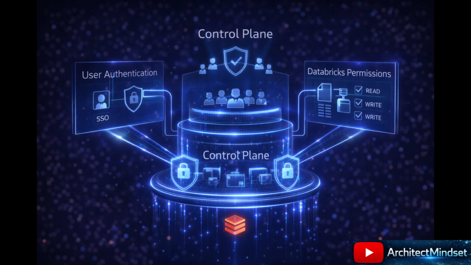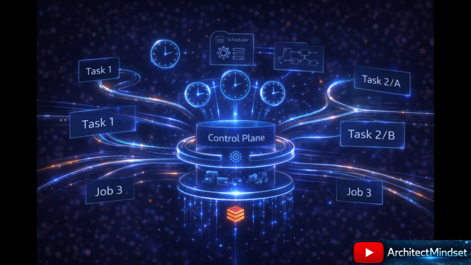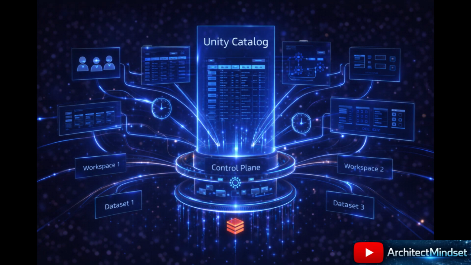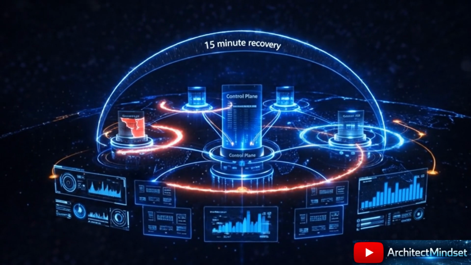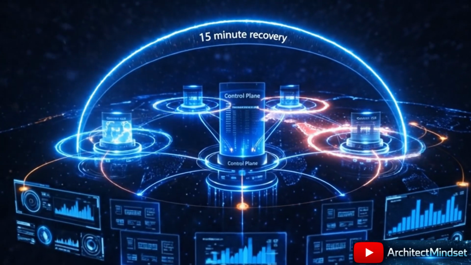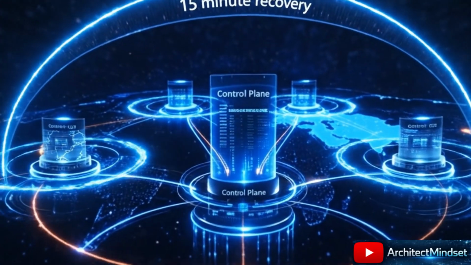It handles user authentication, including single sign-on, and defines permissions for workspaces and data. The execution and timing of data pipelines and automated tasks are managed within the control plane. More importantly, it handles the Unity catalog, which serves as a centralized governance layer for managing metadata and access across the platform. Control plane is designed for high availability and is resilient to regional zonal failures, typically recovering within 15 minutes.